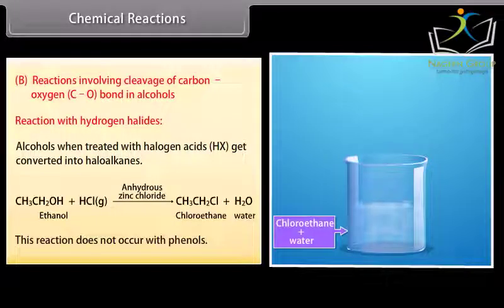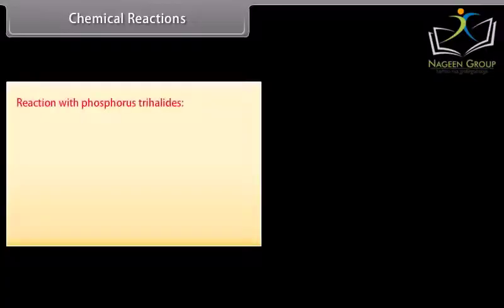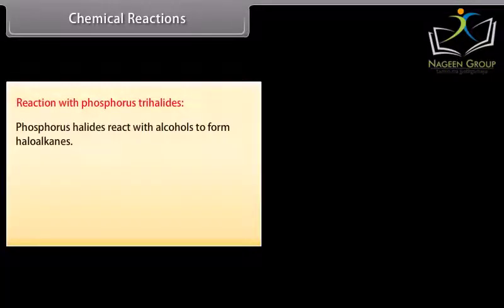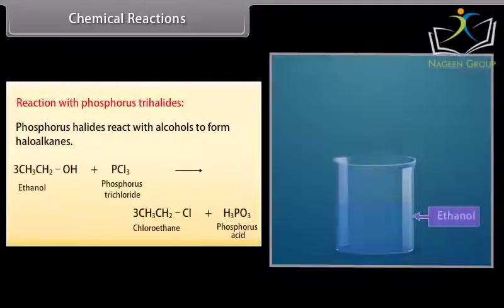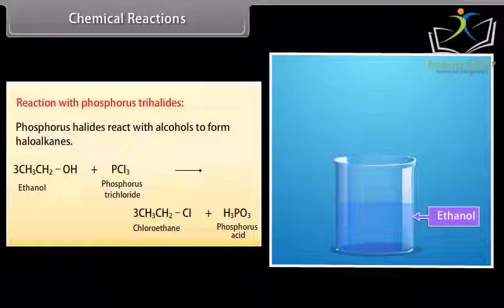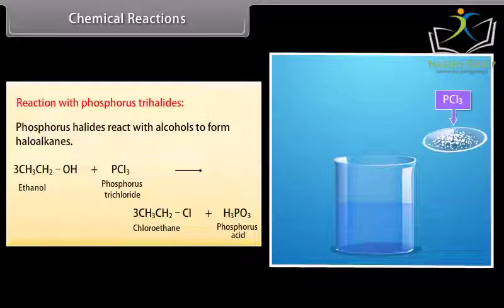This reaction does not occur with phenols. Reaction with phosphorus trihalides. Phosphorus halides react with alcohols to form haloalkanes. Phosphorus trichloride reacts with ethanol to form chloroethane and phosphorus acid.